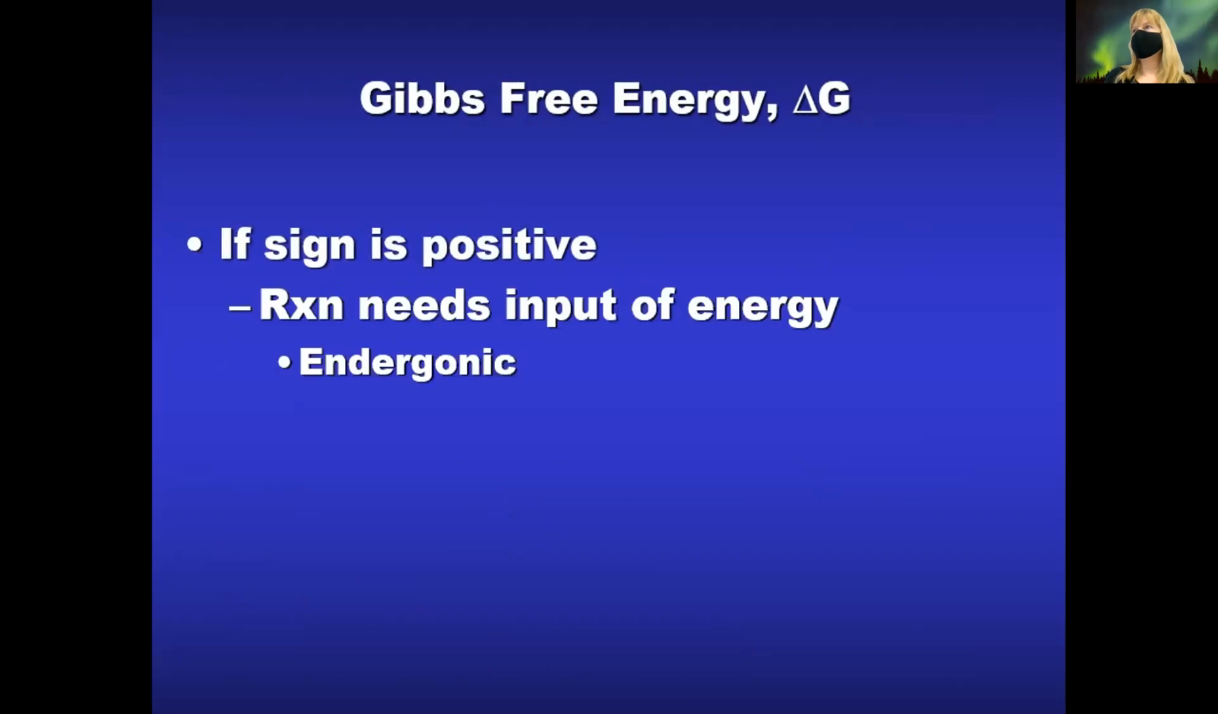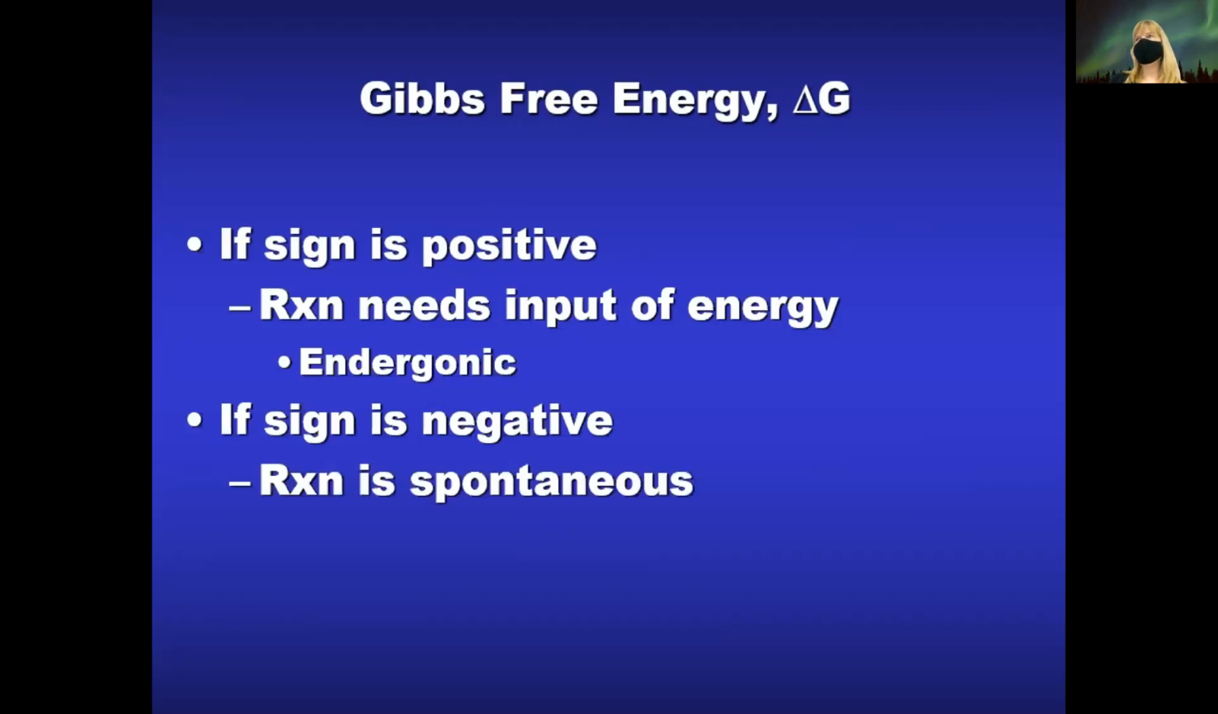The fancy word is endergonic. I don't really say that, but you might have learned it that way, so I put it down in case that's how you learned it in chem classes. If your delta G is negative, that means the reaction will happen spontaneously. It does not need any kind of input of energy. If you put those molecules together, they're going to react as that chemical equation is stating. The fancy word for that is exergonic.